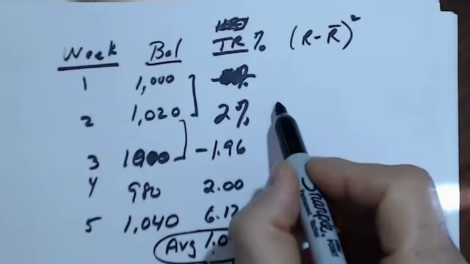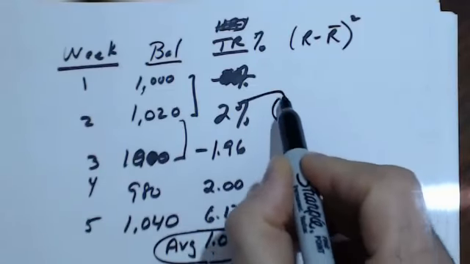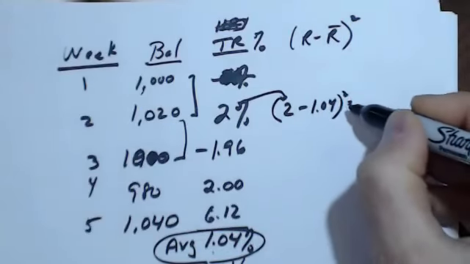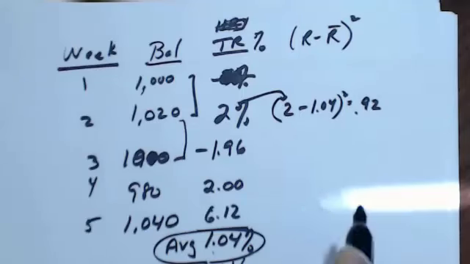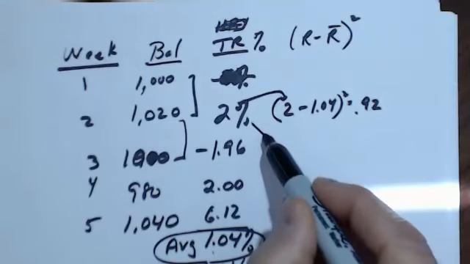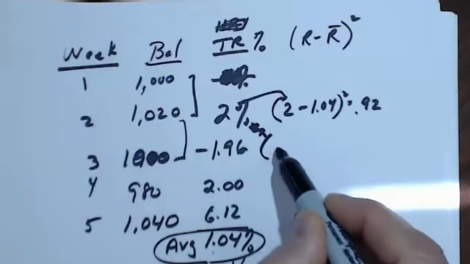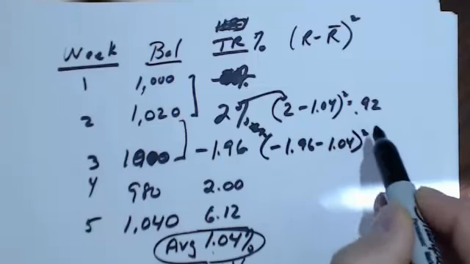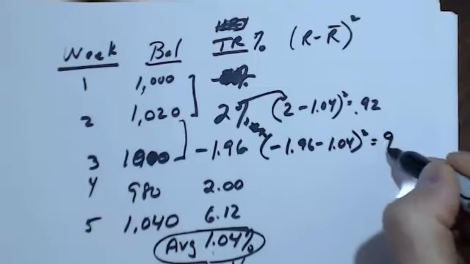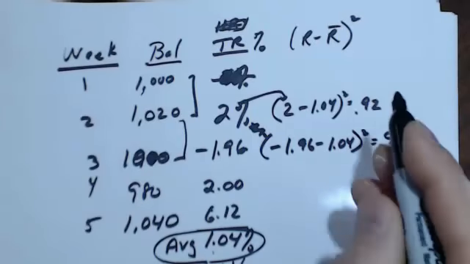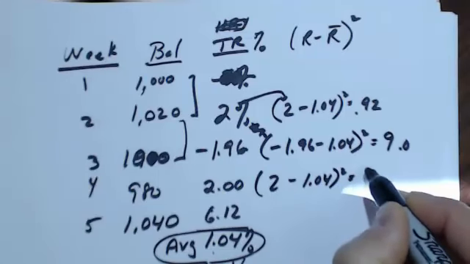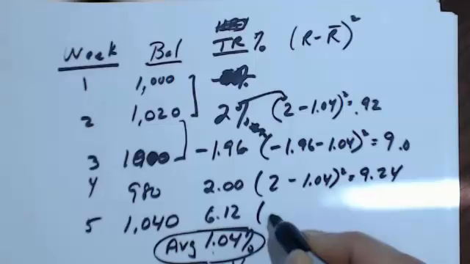Okay. So what we're going to do is we're going to take the 2 here minus the 1.04, square it, and we get 0.92. And then we're going to take this, 1.96 minus the 1.04, square it, and we'll get 9. And then we'll do the same thing. And so we're going to have return squared that we're going to add up.